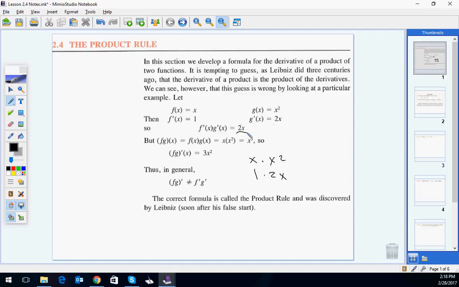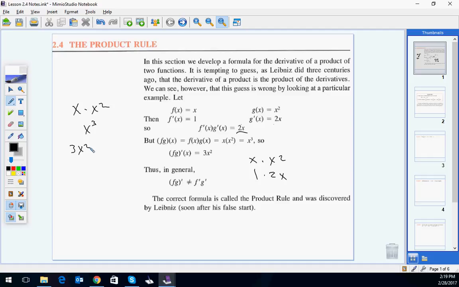No. We just talked about this, because if we did this out, what's x times x squared? And what's the derivative of that? So something's wrong here. We just got two different things. We did them separately, and then we actually multiplied them and did it.